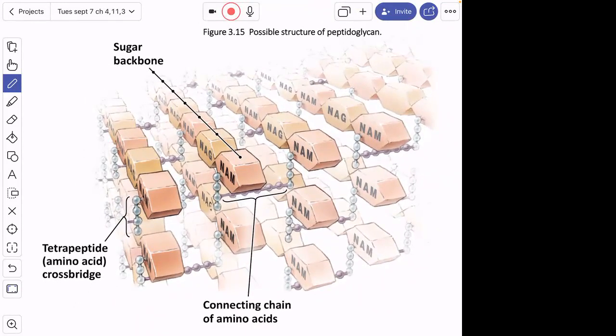All right, so alternating sugars, and then you have these amino acid cross bridges, both from row to row horizontally and kind of from row to row up and down. So I think a really good analogy here is a chain link fence.